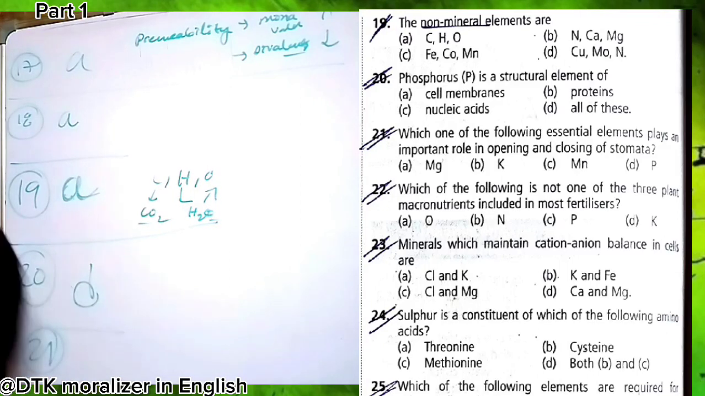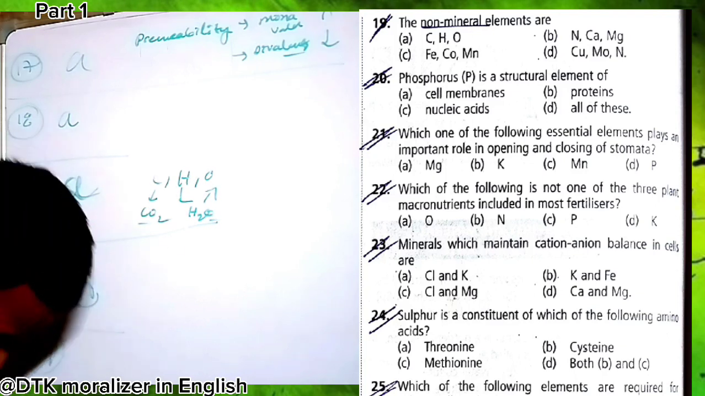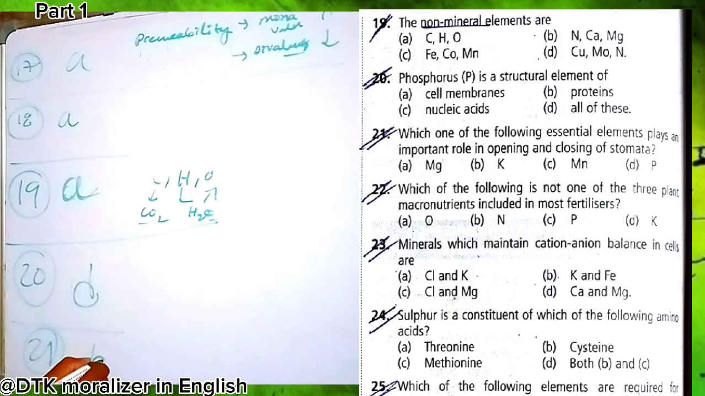Now question number 21. Which one of the following essential elements plays an important role in opening and closing of stomata? Magnesium, potassium, manganese, phosphorus. As you know, potassium. Option B. Potassium and chlorine play an important role in closing and opening of stomata.